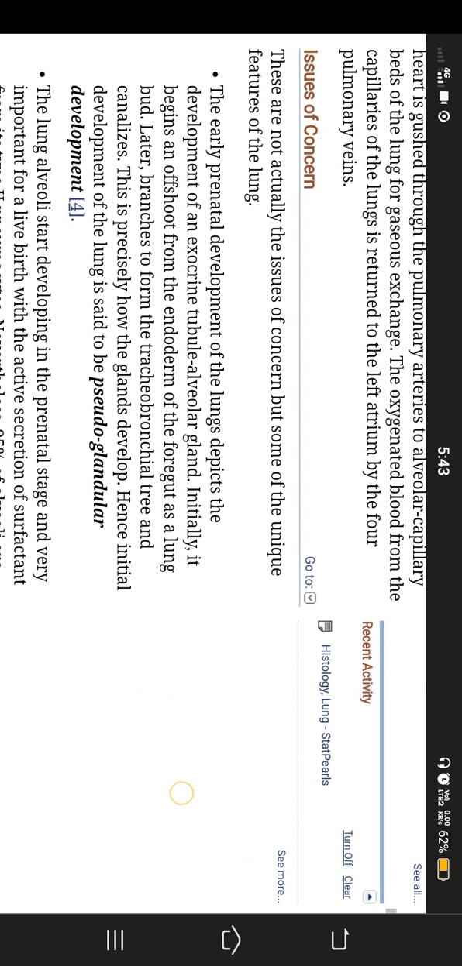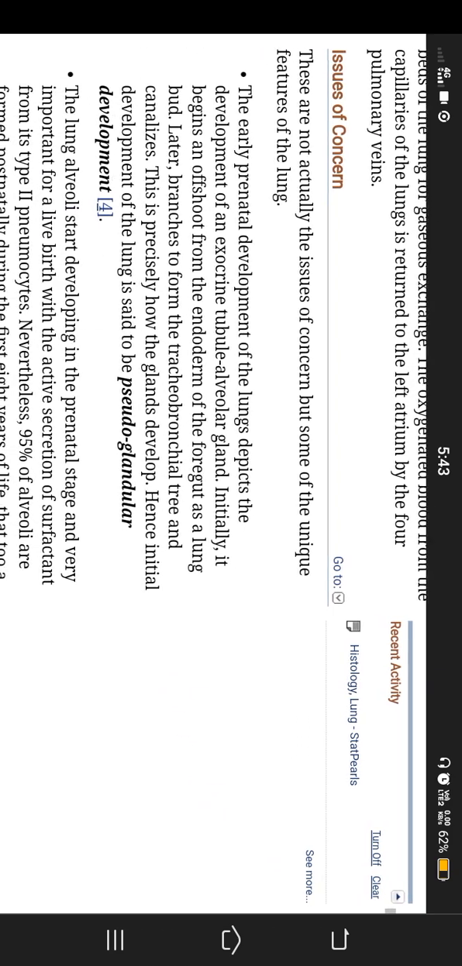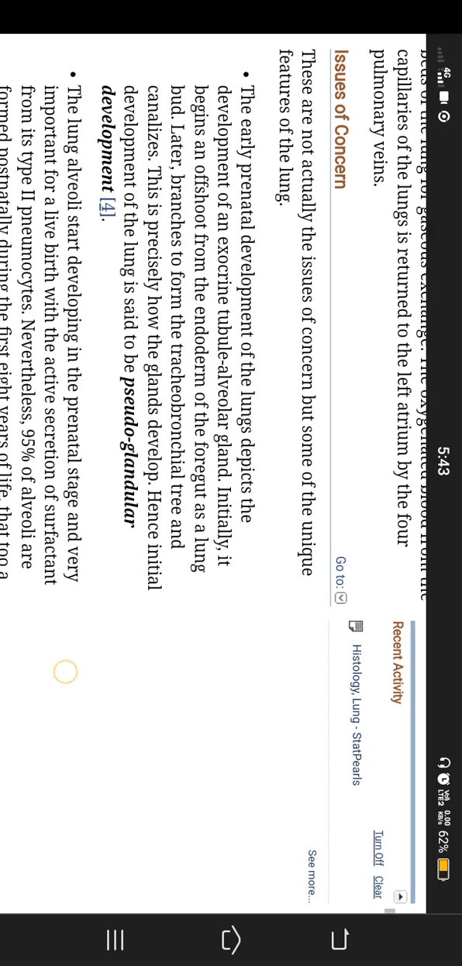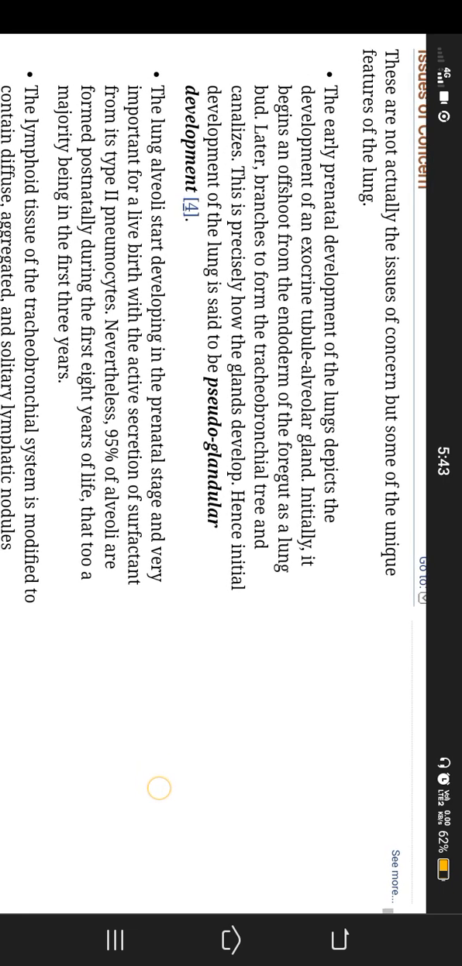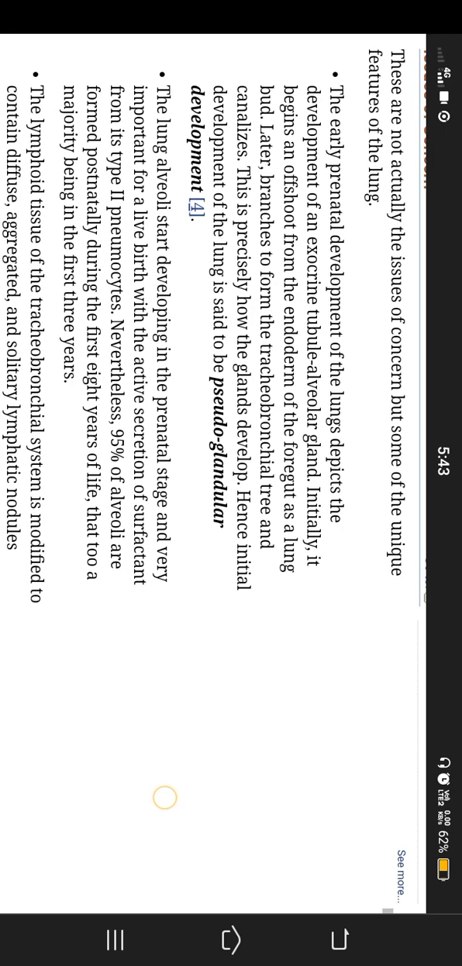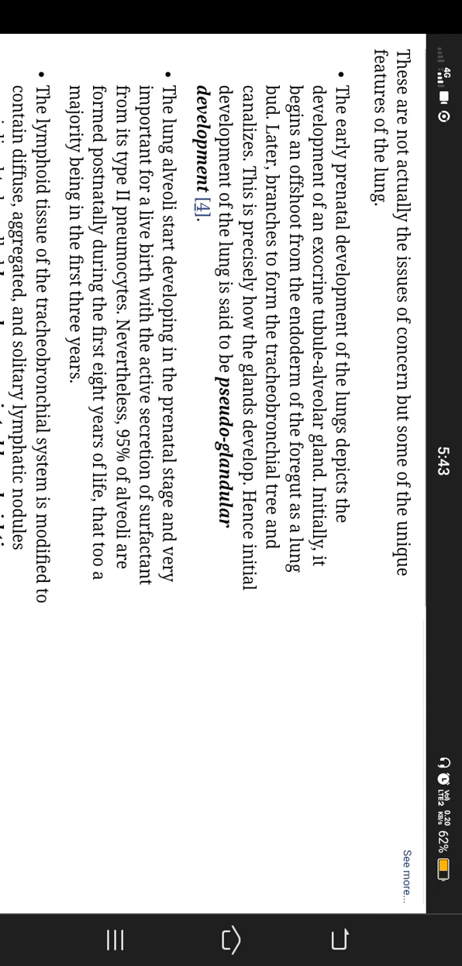Then, issues of concern. These are not actually issues of concern, but some of the unique features of the lung. The early prenatal development of the lungs depicts the development of an exocrine tubuloalveolar gland. Initially, it begins as an offshoot from the endoderm of the foregut as a lung bud. Later, it branches to form the tracheobronchial tree and canalizes. This is precisely how the glands develop. Hence, the initial development of the lung is said to be pseudoglandular development.